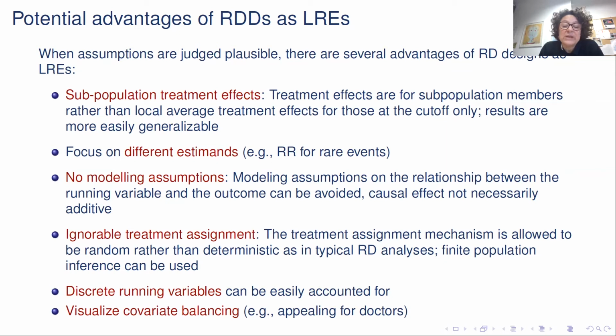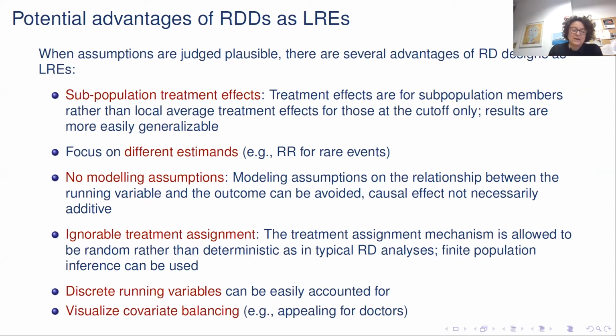Sorry, and because the treatment assignment is random, as opposed to being assumed essentially deterministic, we can also use finite population inference, so Bayesian inference, but also inference based on the randomization distribution, which is instead impossible with this other approach characterizing RDDs as a non-probabilistic assignment mechanism. This approach can also easily account for discrete running variables without having to rely on assuming some kind of underlying continuous running variable.